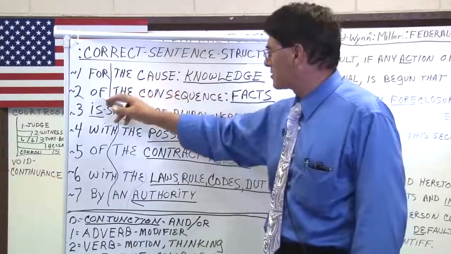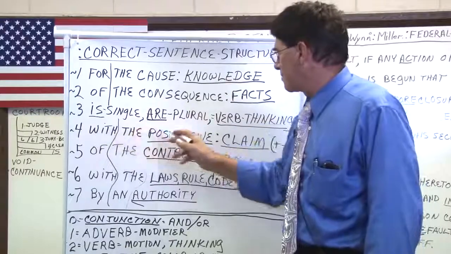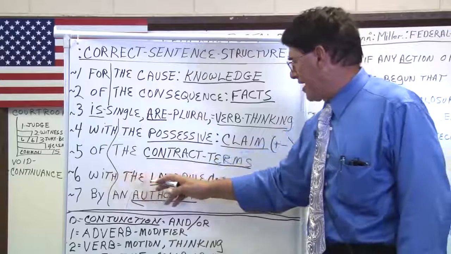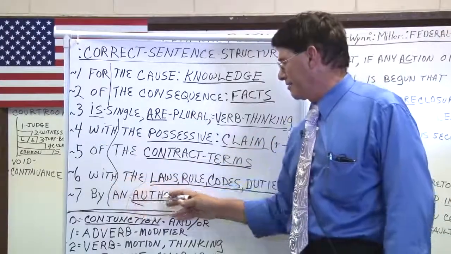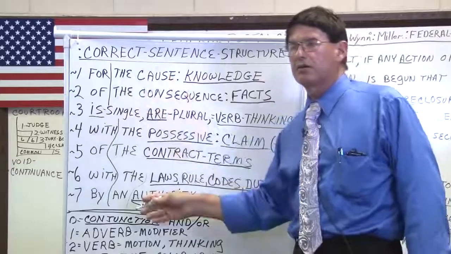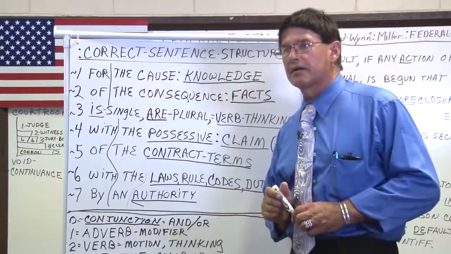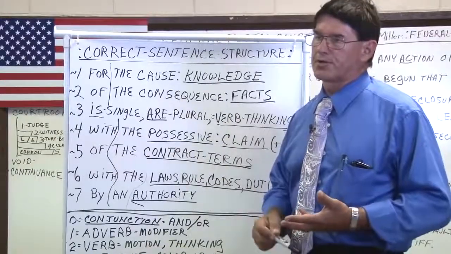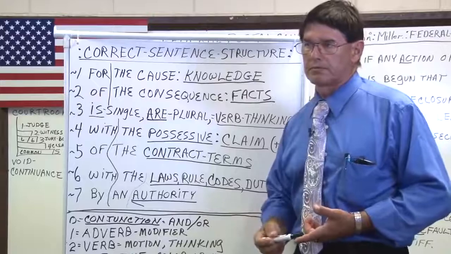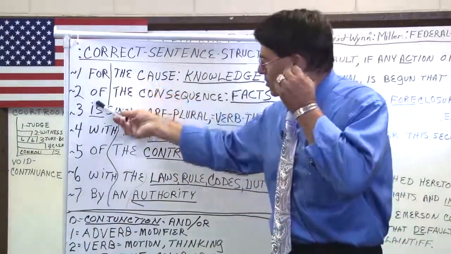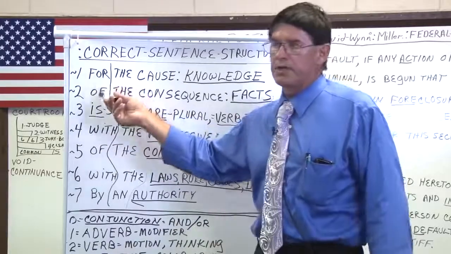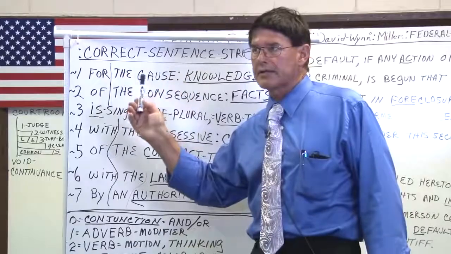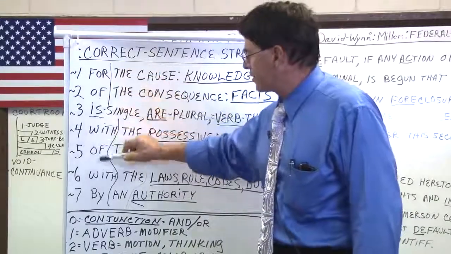You say for a cause of a consequence is with a possessive of the contract with a law by an authority. See, if I change the article, the sentence still makes sense because the article is going to show you ownership. Ownership specific, first person, gender neutral, or plural. But your prepositions are going to be the correct way by which this is mathematically certified.